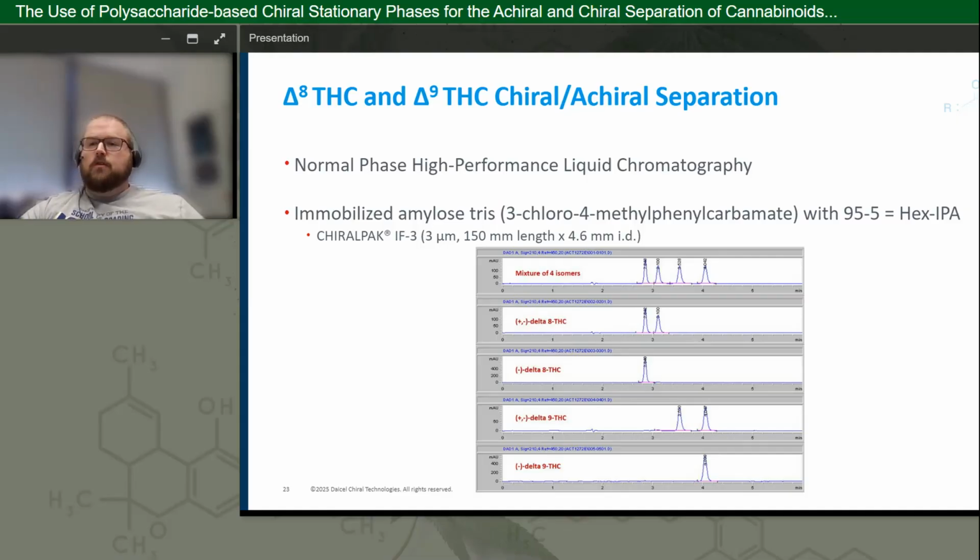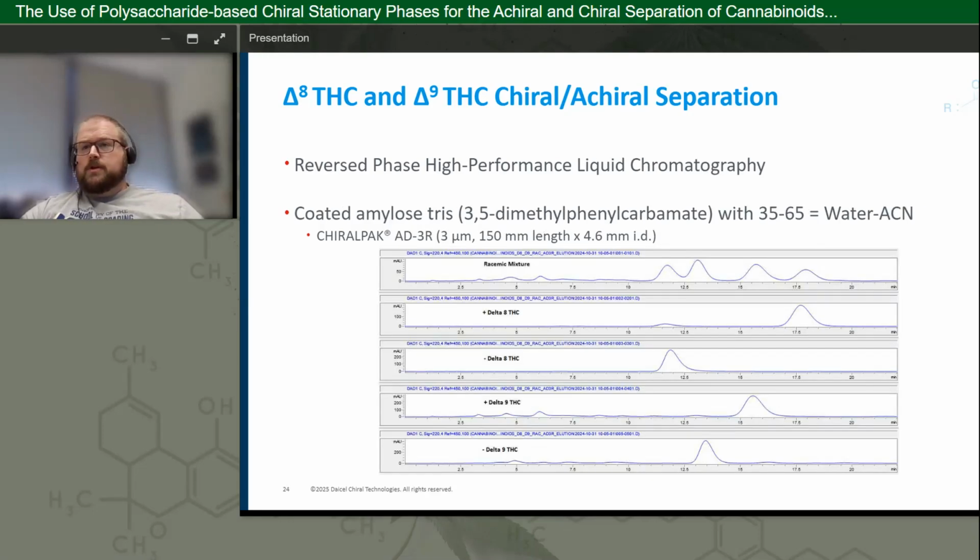Here we've got an overlay of the elution order so that you can see where everything is coming out. And if somebody wanted to do the separation in reverse phase mode and, let's say, make it a mass spec compatible method, we can do the same separation with a different chiral stationary phase, amylose tris 3,5-dimethylphenylcarbamate with 35% water and 65% acetonitrile.